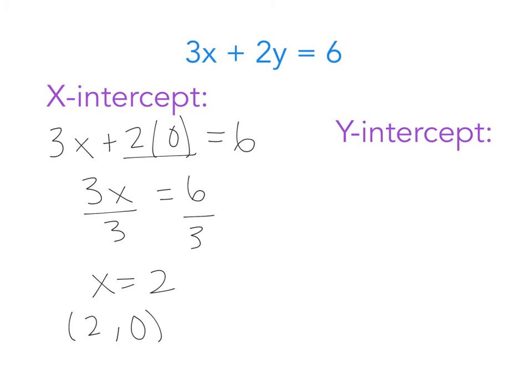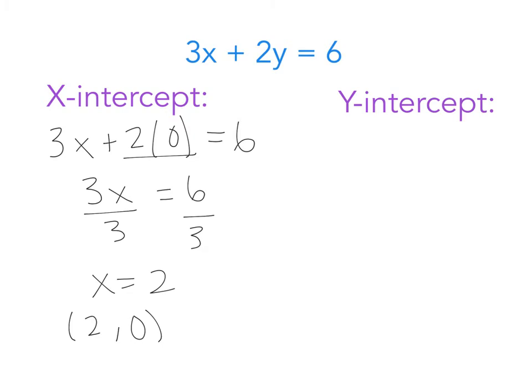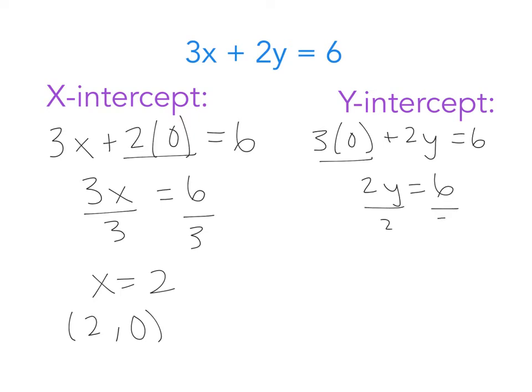Now the y-intercept, I'm going to plug 0 in for x and solve. So 3 times 0 plus 2y equals 6, and solve for y. So 3 times 0 is 0, so I have 2y equals 6, divide by 2, so y equals 3. So this y-intercept in ordered pair form would be (0, 3).